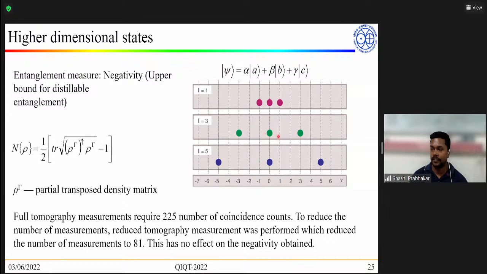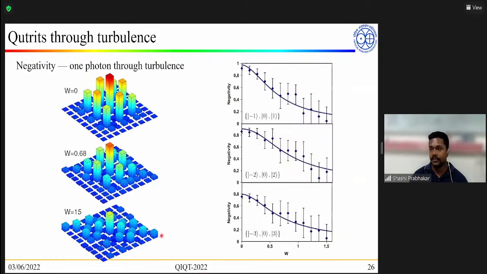So we wanted to be symmetric about l equal to 0. As it's a qutrit, this many measurements you need to perform to get one tomograph. This is for full state tomography. To reduce the number of measurements, we took only the reduced tomography measurements, which were 81. This is one of the reasons that people go with reduced tomography measurements, because the number of measurements is reduced. So here is the plot of how the negativity varies with the turbulence strength.